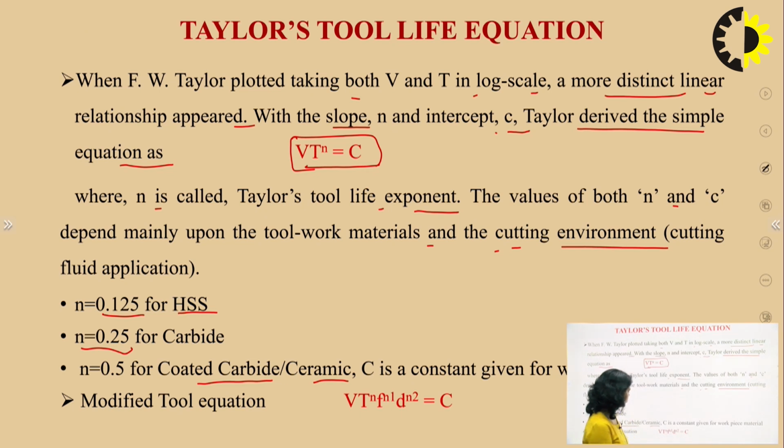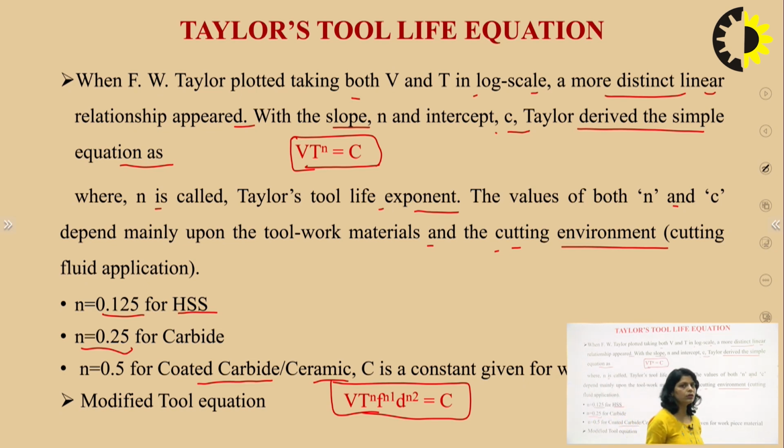So if we look at the modified tool life, this is the modified tool life, meaning V into T to the power n, f to the power n1 and d to the power n2 is equal to C. Now it will give more effective results, more accuracy, because it depends on the cutting speed, the feed and the depth of cut also. So we will get more accurate results for tool life.